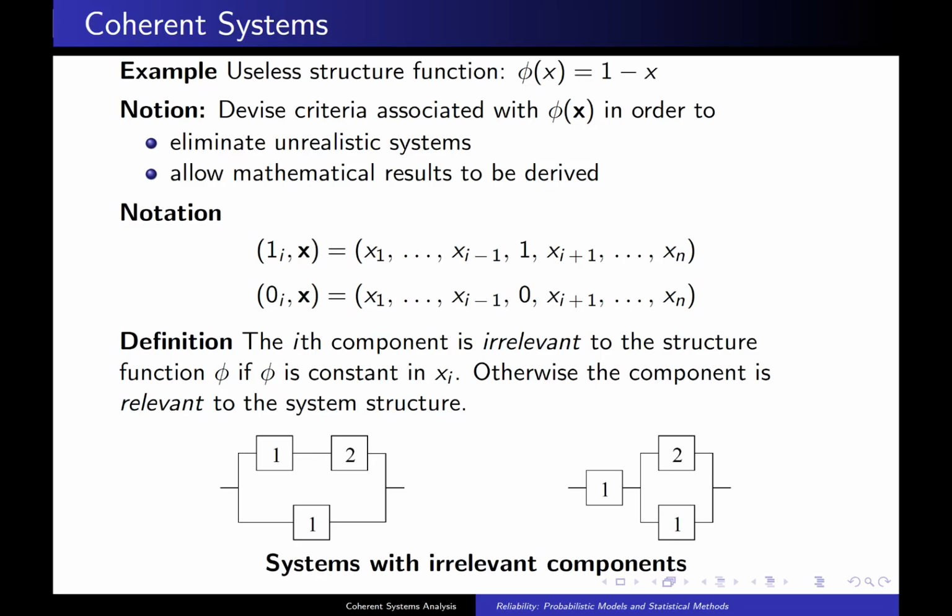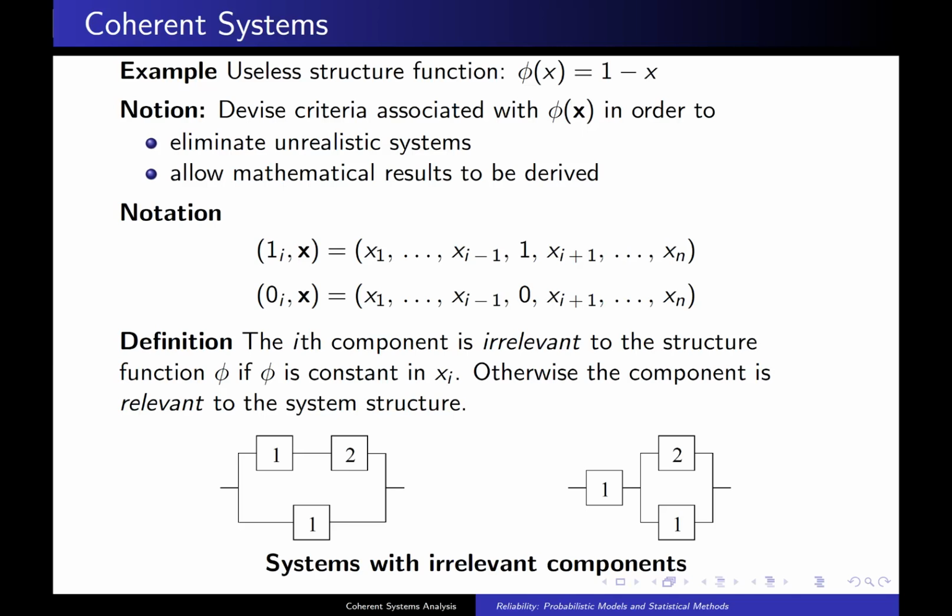So let's pretend we just have one component in a system. In other words, the system is the component. If we let phi of x be 1 minus x, then when x equals 1, which is when the component is operating, phi of x will be 0, which says the system has failed. Likewise, when x equals 0, phi of x will be 1, which says the system is operating. So we have a failed component giving an operating system and an operating component giving a failed system. That is a nonsensical structure function, so that's one we really don't need to consider.